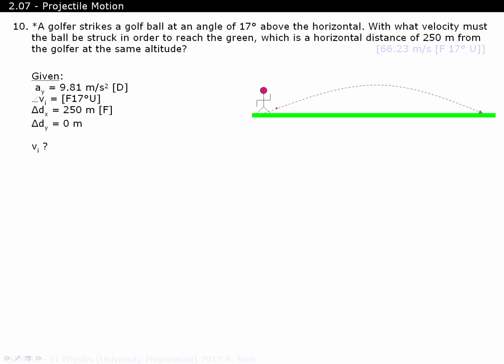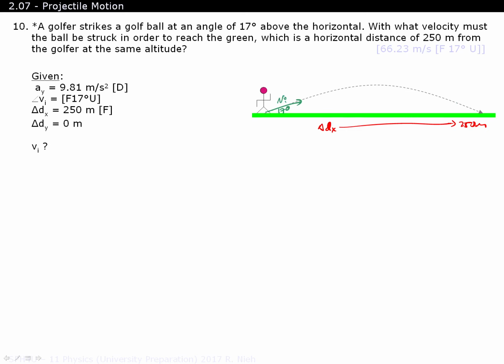So a golfer strikes a golf ball at 17 degrees above the horizontal, and we're wondering how hard he must hit it so that it can reach 250 meters in total. So for a delta dx of 250 meters at the end, we don't know what the value of Vi is. That's what we're trying to solve.